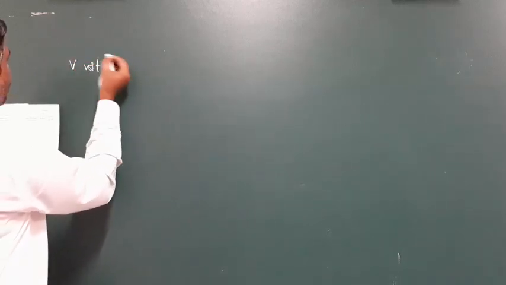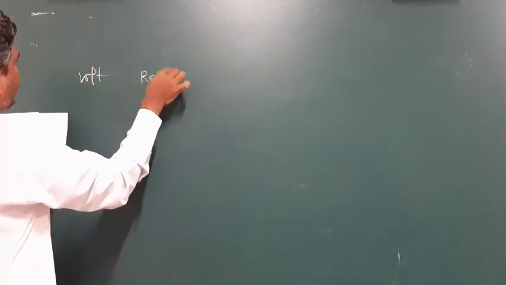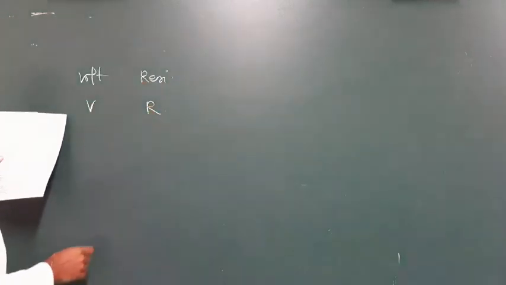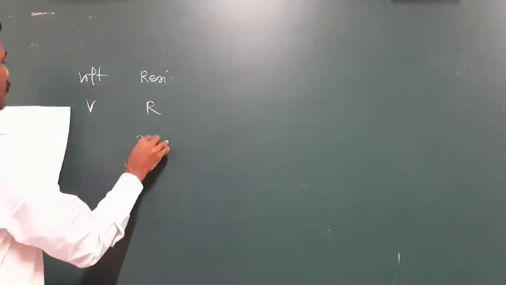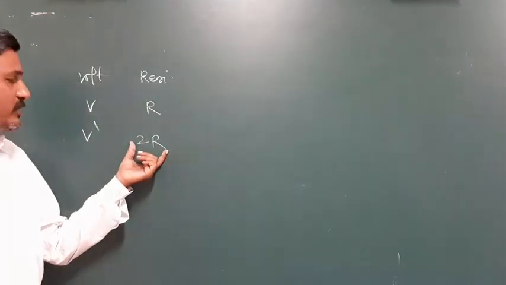The voltmeter has a range of V volt when the series resistance is R. Now the resistance is 2R and the range becomes V dash. Then what is the correct relation? We have to find the correct relation. Here I am increasing the resistance. If I increase the resistance, then it should be very simple.